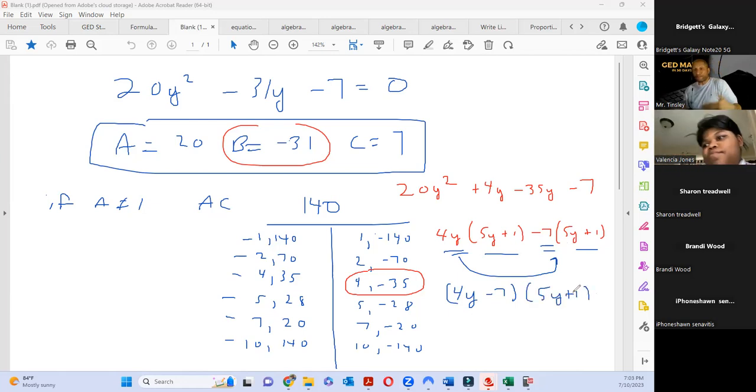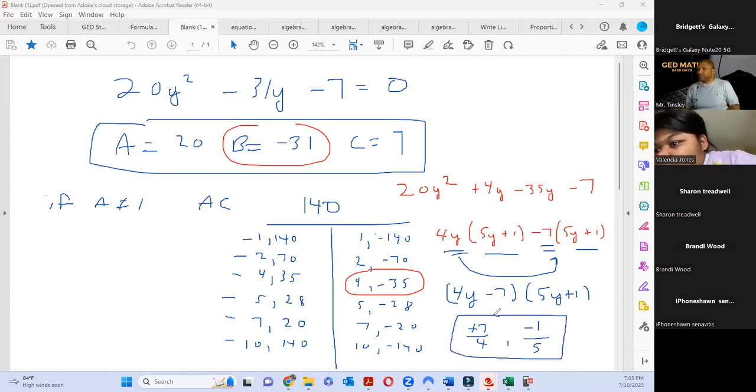Again, that's factored. So we want to find the zeros. The opposite of minus 7 is plus 7, then put it over the coefficient, 7 over 4. The opposite of plus 1 is minus 1 over 5. So the two solutions are 7/4 and negative 1/5.